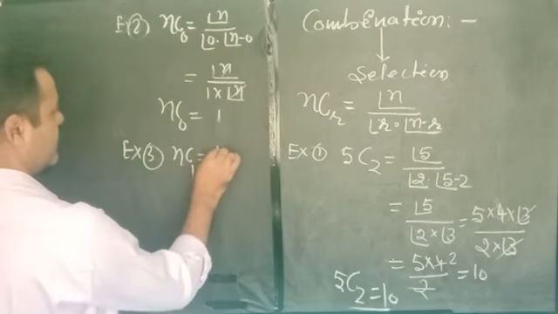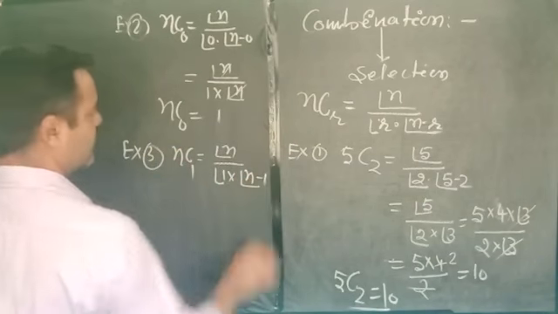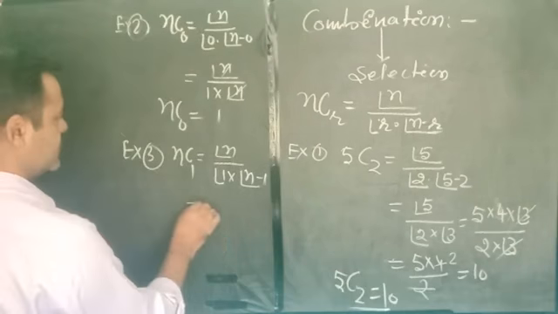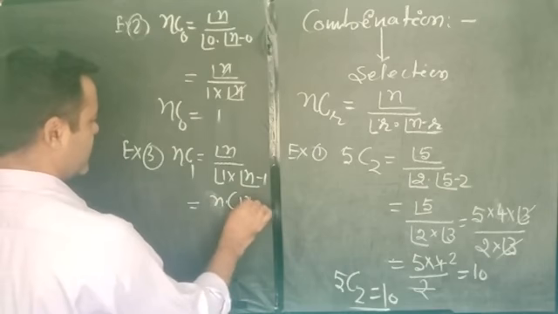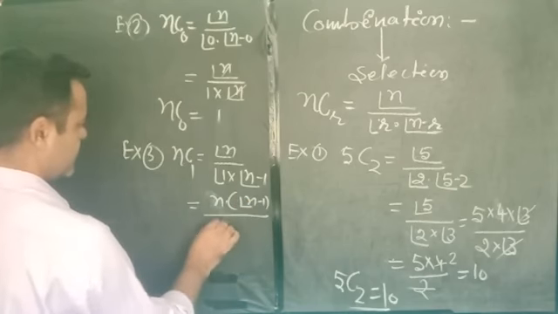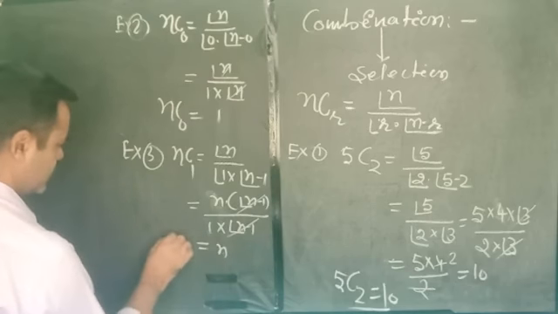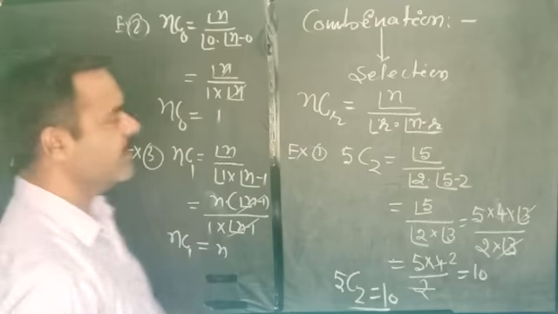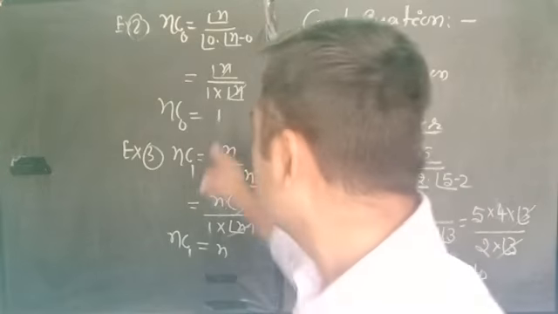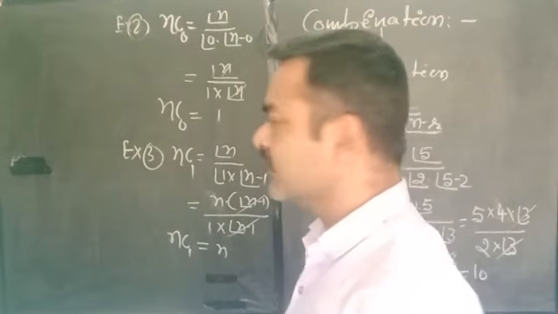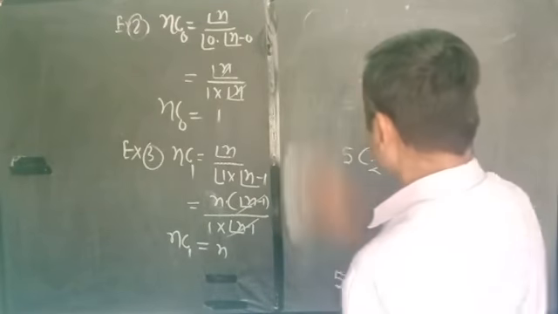Now what is nC1? nC1 equals factorial n upon factorial 1 into factorial n minus 1. This is equal to n into factorial n minus 1 upon 1 into factorial n minus 1, which cancels out. So nC1 equals n, and nC0 equals 1.